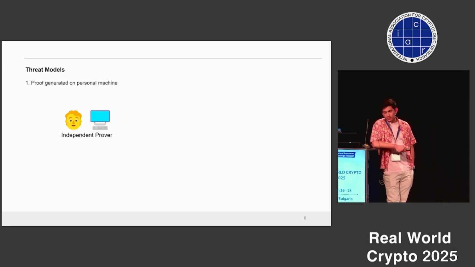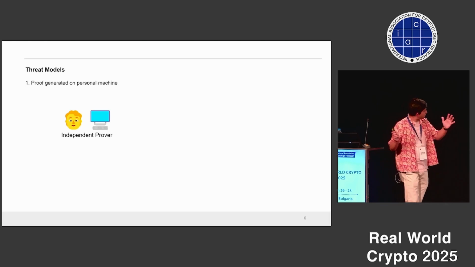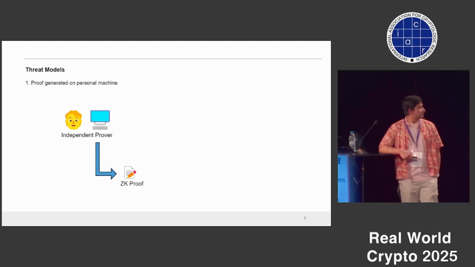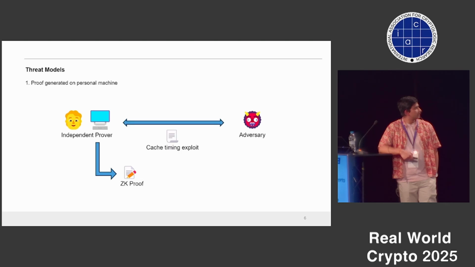So let's talk about the threat model. We broadly have 2 separate threat models. First, there is an independent prover who generates a ZK proof, and there is an adversary who runs a cache timing exploit.